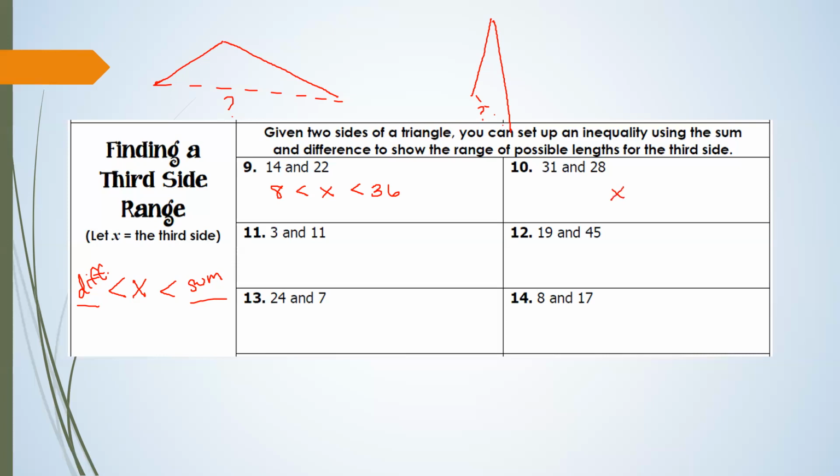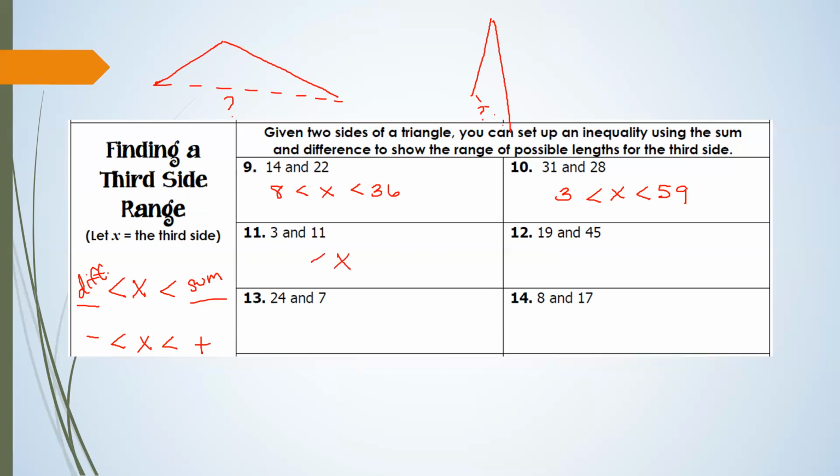So I like to usually just set up my answer before I even do anything. X is greater than a number and less than a number. Subtract your 2 numbers, 31 minus 28, you get 3. Add your 2 numbers, 31 plus 28, you get 59. Okay. So you're going to subtract them. That'll be less than your third side, which will be less than when you add the 2 sides together.